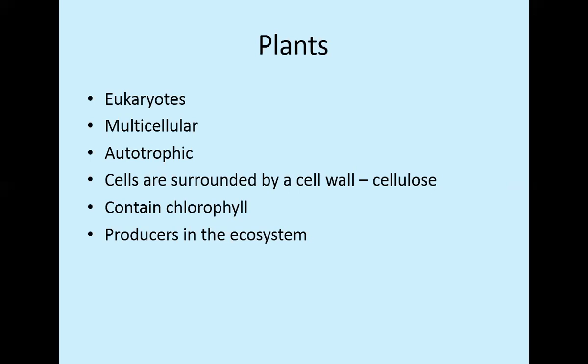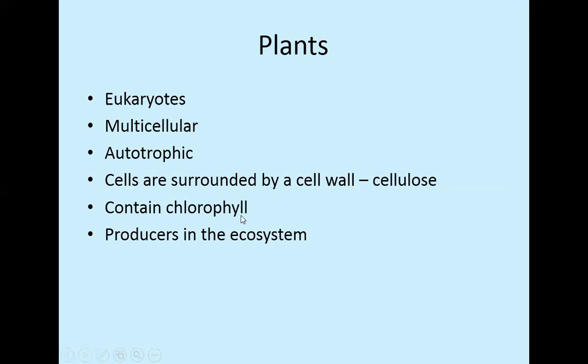Plants and algae are examples of autotrophic, meaning that they can make their own food. Plant cells have a cell wall, and this cell wall is made up of a carbohydrate called cellulose. Previously, we have talked about the plant cell wall.